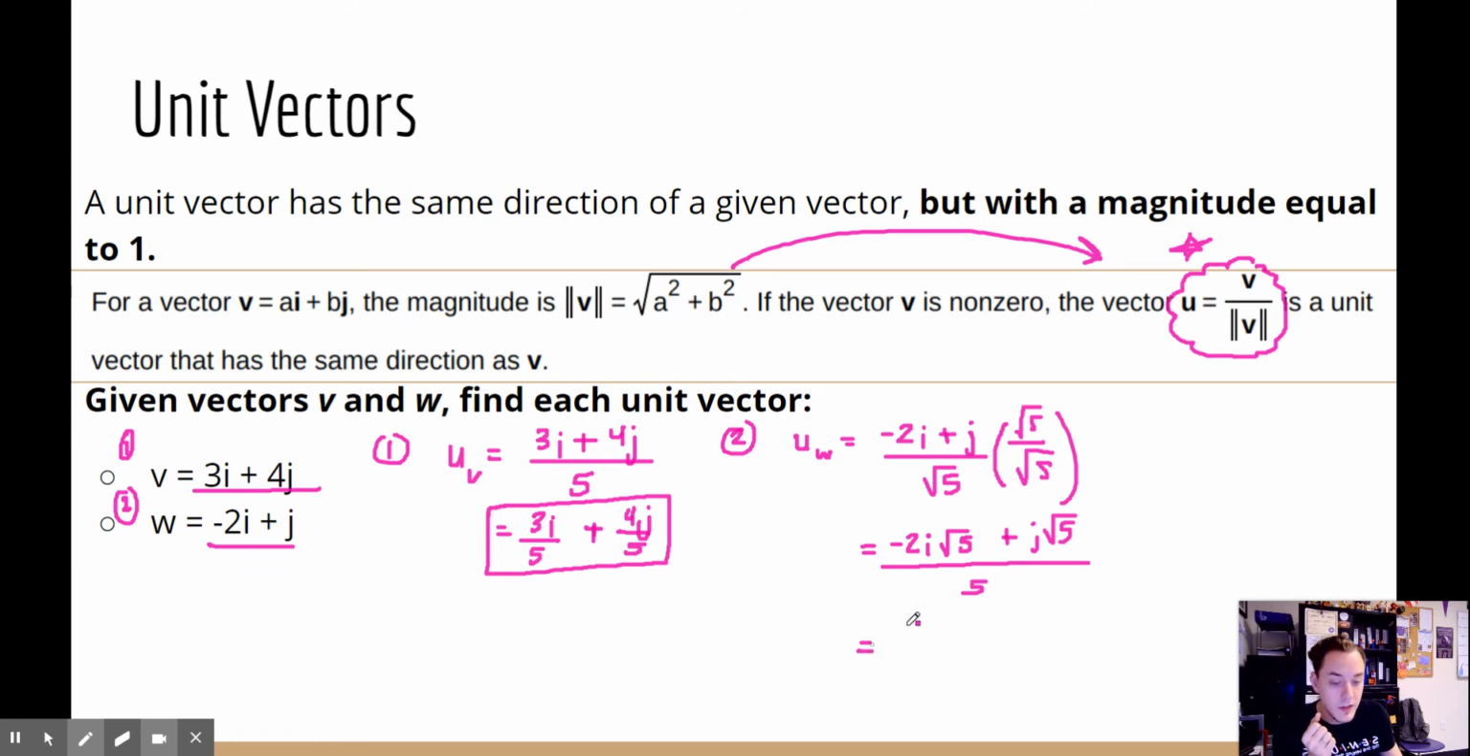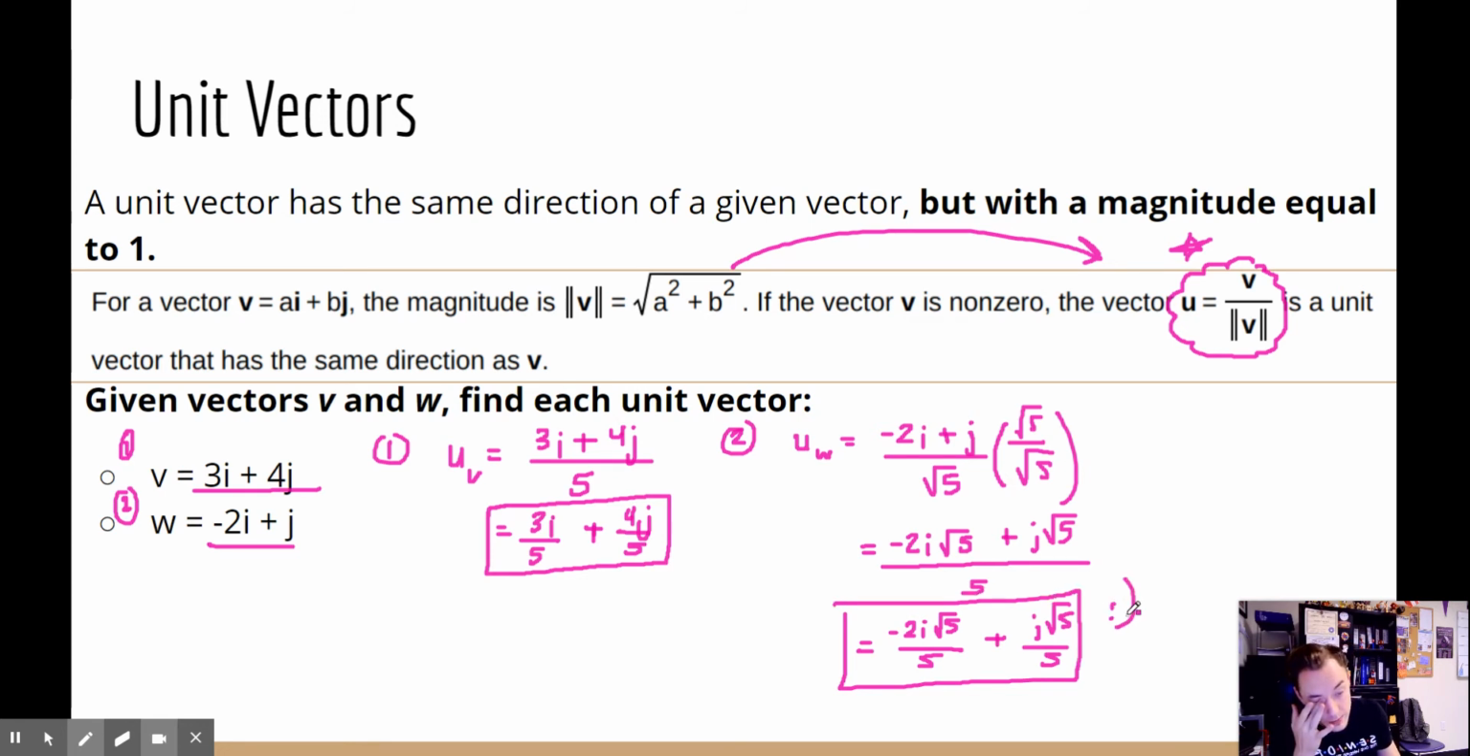So if I wanted to simplify this even more, to split it up in my ij form, this is negative 2i radical 5 all over 5 plus j radical 5 all over 5. So that is my final answer. So unit vectors are a pretty big thing, and you're going to see them all scattered throughout your homework as well. But they're not too difficult. They're actually very straightforward, and we're going to be using magnitudes and unit vectors a lot throughout the lesson, specifically in the next slide.